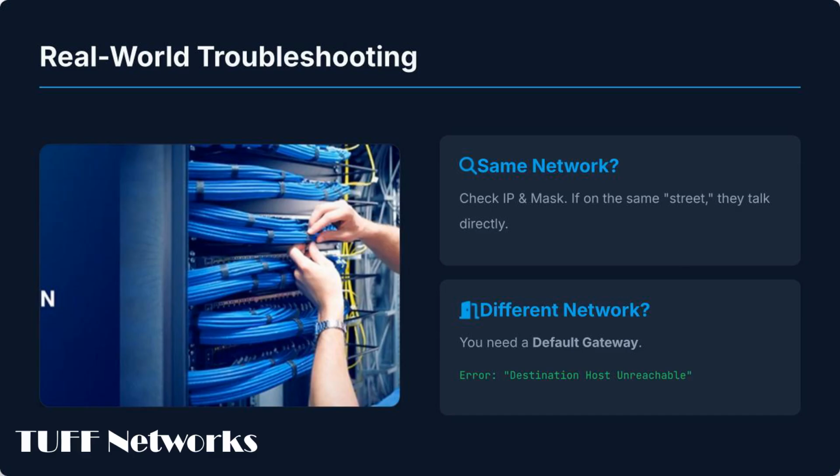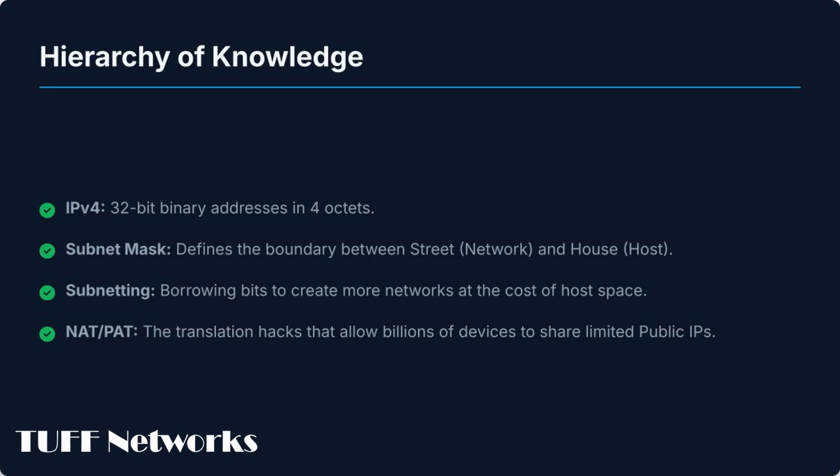If the user doesn't have a default gateway configured, or if it's configured wrong, their computer will shout, "Where is 192.168.5.200?" And nobody will answer because that address is on a different network. The computer needs to know to send that traffic to the gateway so the router can route it to the correct network.